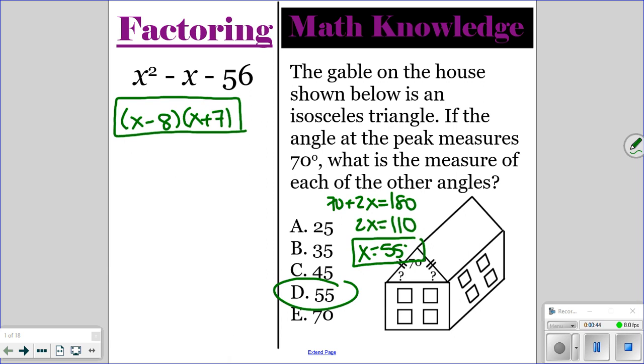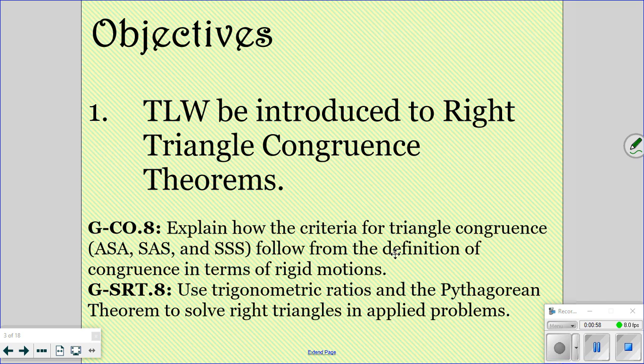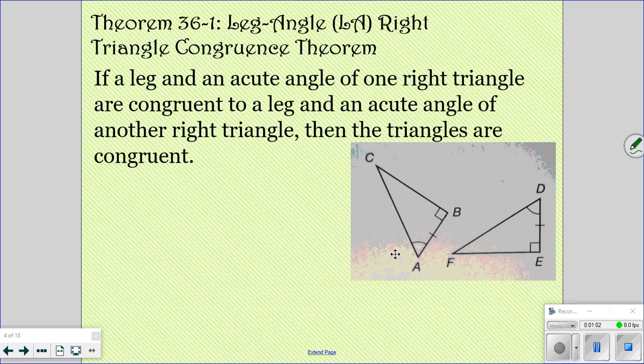We are looking at lesson 36 today. We're going to be looking at right triangle congruence theorems. So hopefully you'll understand how right triangle congruence theorems work after this lesson. So this is theorem 36.1. It's the leg angle, the LA right triangle congruence theorem. If you have a leg and an acute angle of one right triangle that are congruent to a leg and an acute angle of another right triangle, then your triangles are congruent.